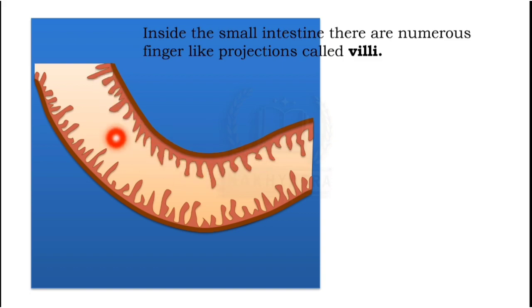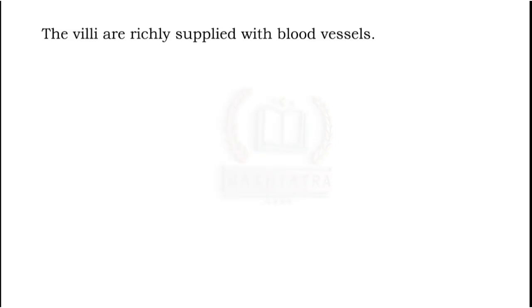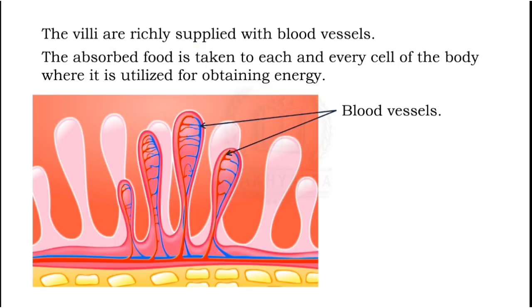Numerous finger-like projections, you can see them, right? These are called villi. Villi absorb the digested food. এতিয়া হে স্মল ইন্টেষ্টাইনত ফুডটো কমপ্লিটলি ডাইজেষ্টেড হয় ৰাইট সো হে villiবোৰে ডাইজেষ্টেড ফুডটো এবজৰ্ব কৰে. The villi are richly supplied with blood vessels. The absorbed food is taken to each and every cell of the body where it is utilized for obtaining energy.